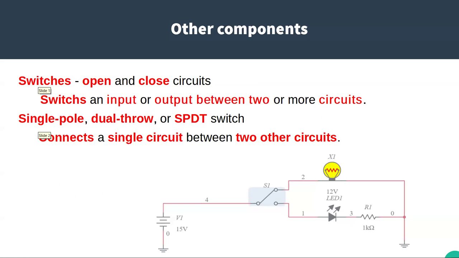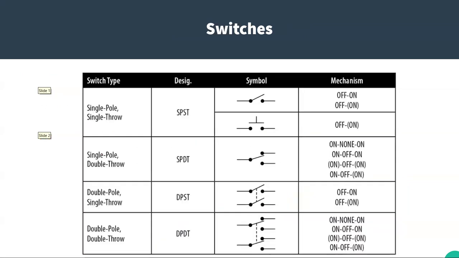Okay, switches. We talked about those before, and they're used to open and close circuits. In the case of this one in the diagram, which is a single pole double throw, it can connect, in this case, the battery to one of two circuits, either to the regular light bulb or to the LED. So it allows you to connect a single circuit between two other circuits. And that's the same chart we showed before for the different types of switches.